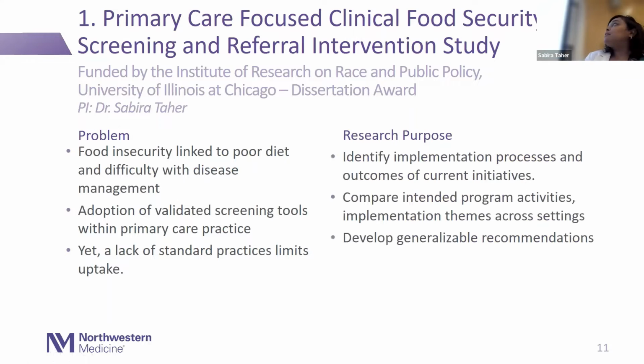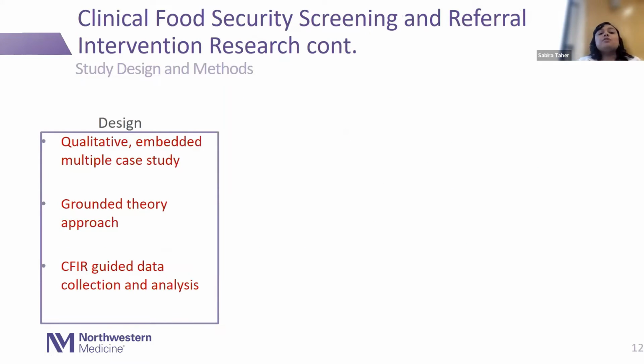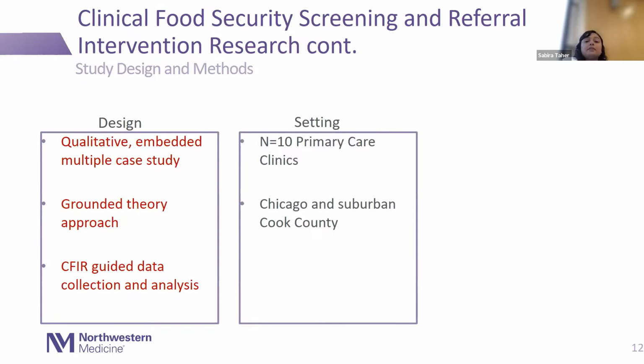So the research purpose of this study was to identify implementation processes and outcomes of current initiatives, to compare intended program activities and implementation themes across different settings, and to develop generalizable recommendations that can guide uptake across different settings, as well as the development of standard practices. So this was a qualitative embedded multiple case study. We used a grounded theory approach. And I used CFIR to guide data collection and analysis.